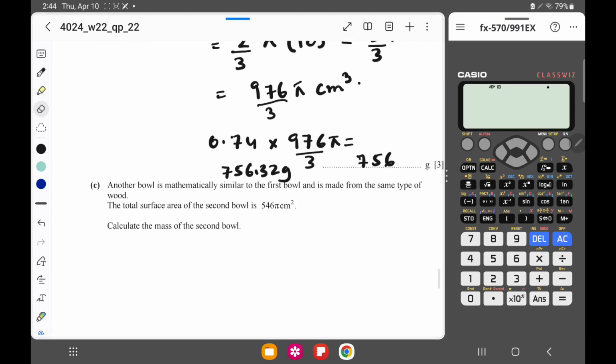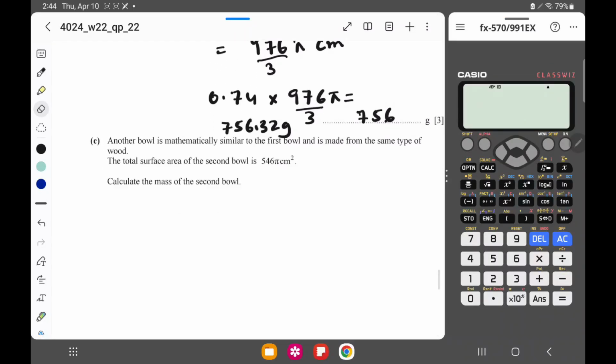Alright, so in part C, for another bowl which is mathematically similar, we need to identify the areas and volumes. Mass we just treat like a volume. Here, for the first bowl and second bowl, we'll have to find the area and length, because the A1 upon A2 formula you must remember for similarity: A1 upon A2 equals L1 upon L2 whole square, and in case of volume, V1 upon V2 is equal to L1 upon L2 whole cube. We'll have to be very careful in finding which number is for the first bowl and which is for the second bowl.